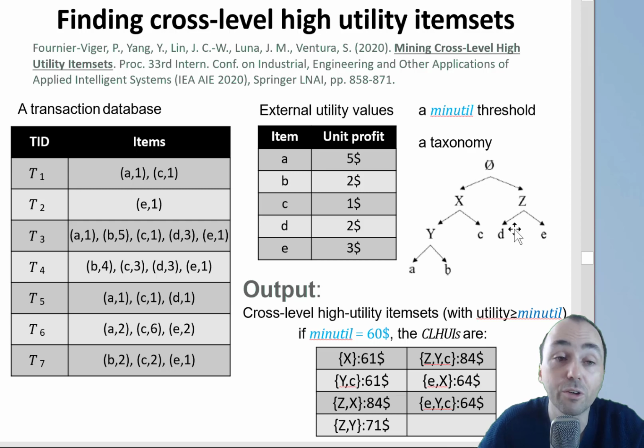Maybe also you have different types of milk. So if we have a taxonomy like this, we can find patterns with these categories, like Z and X, which could mean any kind of milk with any kind of cheese makes a lot of money. This is interesting because it is more abstract. Let me show you some examples from real life.